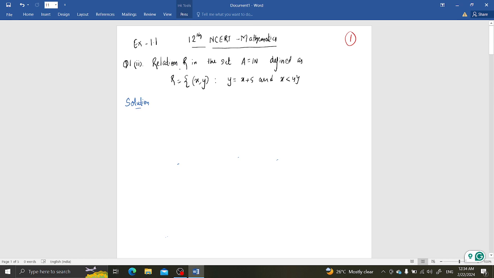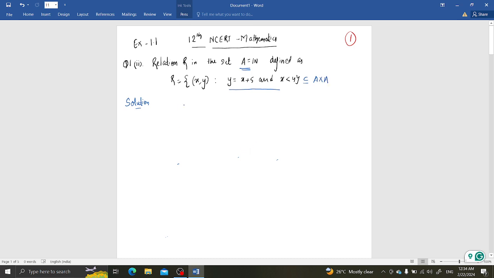Let relation R be in the set A. Set A is the natural numbers, as given here. Define R equals the set of ordered pairs (x, y) which satisfy this property. It means R is the collection of all those ordered pairs (x, y) which satisfy this property. The property is y equals x plus 5 and x has to be less than 4. As R is a relation on A, it has to be a subset of A cross A. That is the first thing.